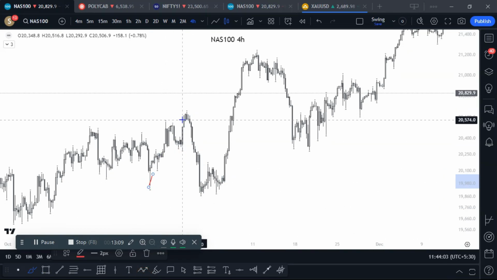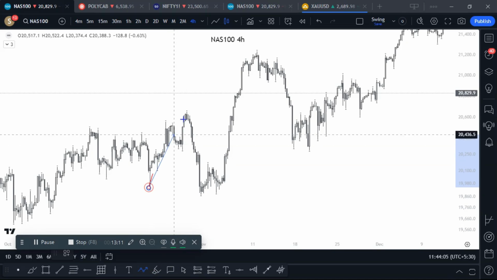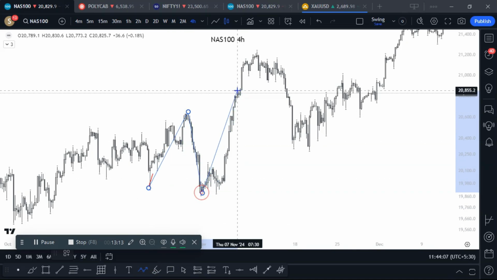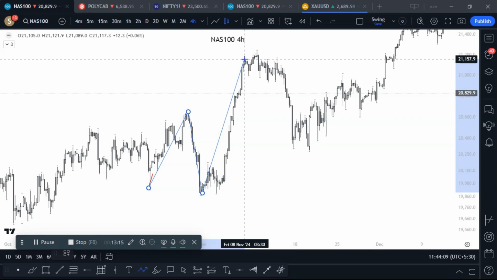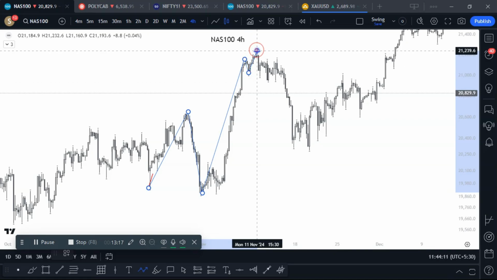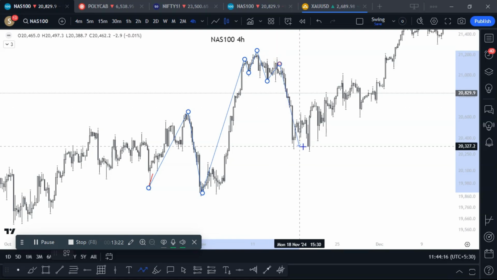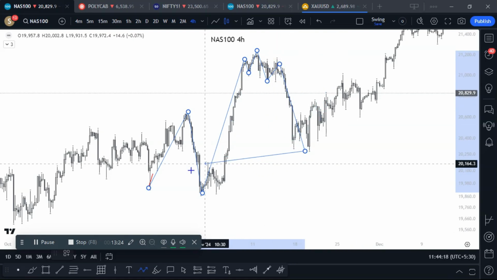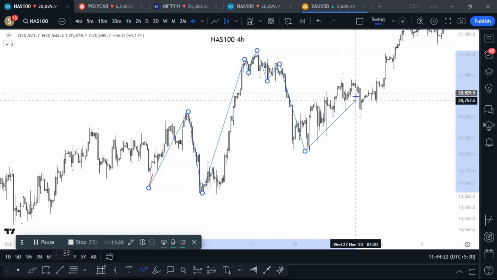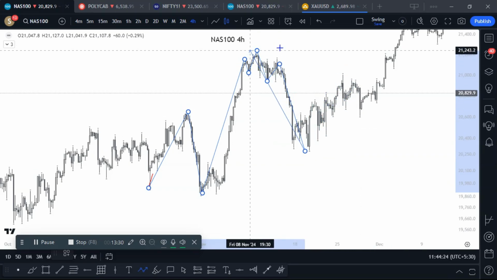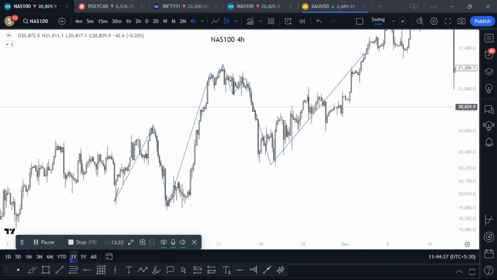Now this is Nasdaq. What did Nasdaq do here? It grabbed liquidity. It means this range was protected. Now price made a pullback. Now what did price do? It grabbed liquidity again. That's all. This range was protected. Okay, now price swapped internal and then what did it do? It broke the external.